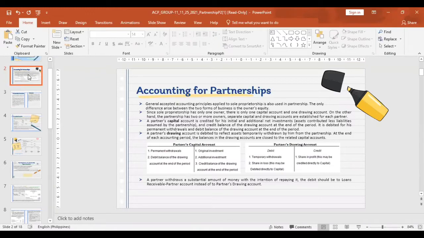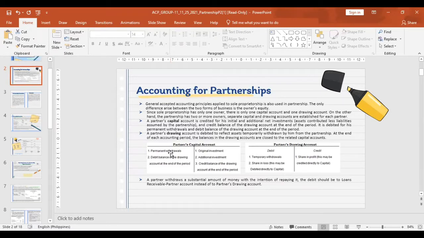So, a partner's capital account is credited for his initial and additional net investment. So, yung mga in-invest niya like assets, or if ever may assets siya na in-invest pero may liability din na nakasama, for example, equipment or building. So, a partner's drawing account is debited to reflect assets temporarily withdrawn. So, if nag-withdraw ang isang partner, yung drawing account, i-debit yun, which is less yun sa capital niya. So, ganito siya, partner's capital account, meron siyang permanent withdrawals na i-debit mo kasi nga, kabawasan yun sa capital niya.